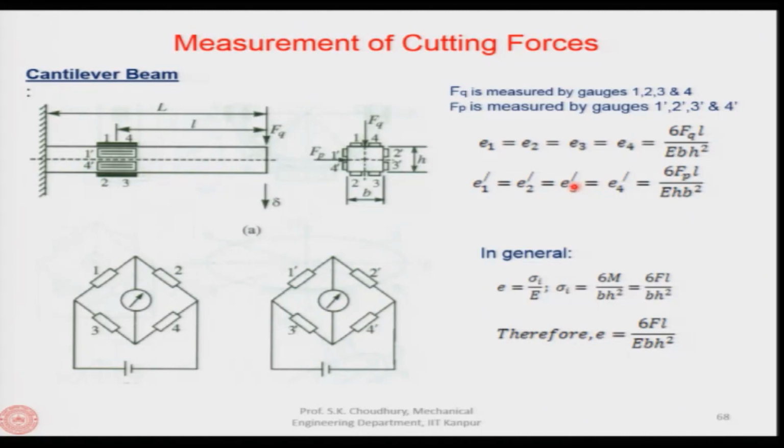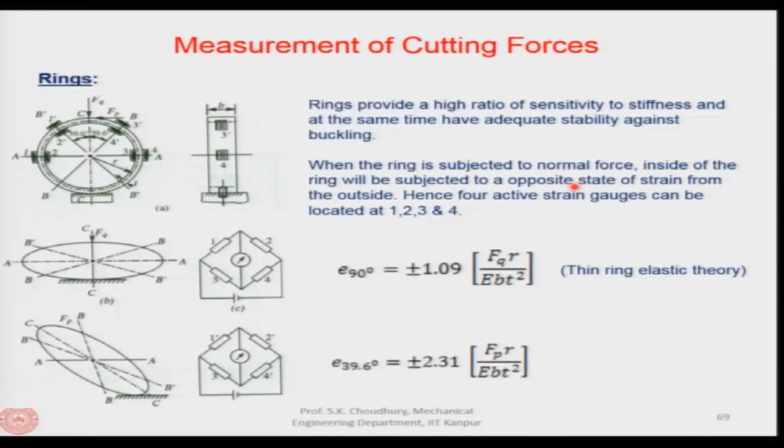Now, let us see how it is done in the case of a ring type dynamometer or ring type element. So, rings provide a high ratio of sensitivity to stiffness and at the same time have adequate stability against buckling. So, these are the elements which are also used to measure forces. Okay. Now, for example, we have a ring like this structure and the side view is here.